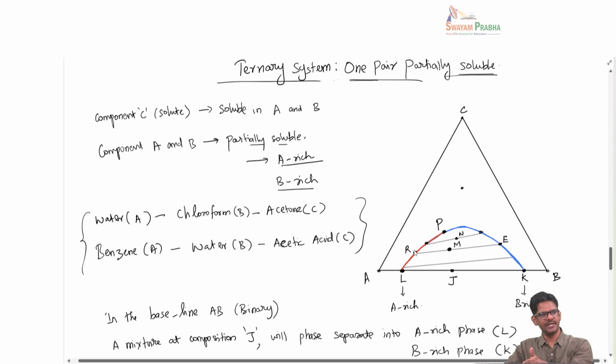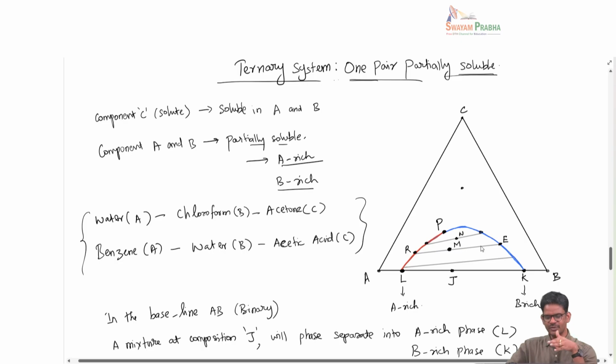So somewhere along this line you will have the feed, okay, and this has to be contacted with a pure B. Where is pure B? Pure B is somewhere here. This apex here is pure B. So we need to connect this point to the feed composition somewhere along this line AC.